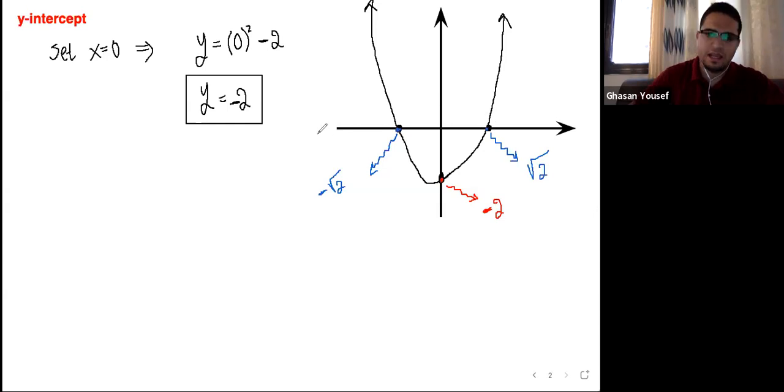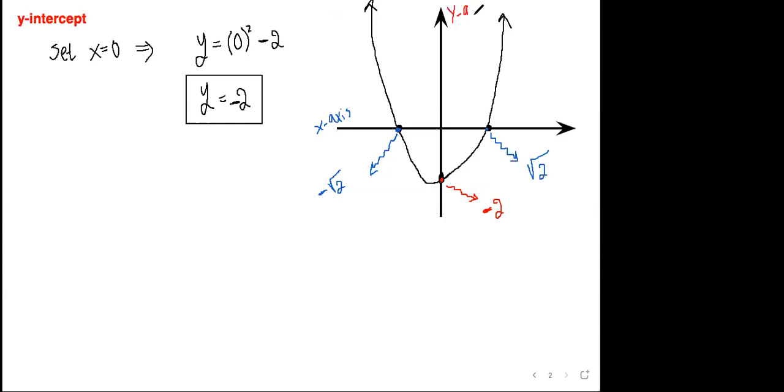This is my x-axis here, by the way, and this is my y-axis. And the intersection point in the x's also shows that the y is equal to 0. That's why we set it equal to 0.